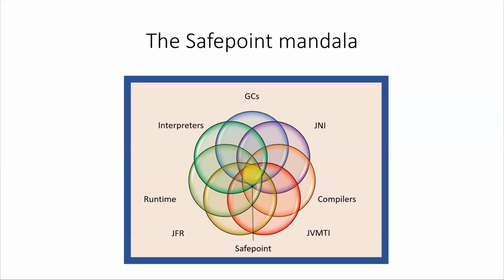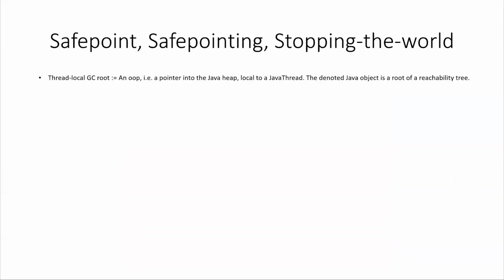So first, we will need some vocab. Here are a few definitions. So first, let me clarify what is a Java thread. It is a specialization of the thread concept in the JVM, one that can execute Java code. A thread local GC root is defined to be an OOP, that is, a pointer into the Java heap that is local to a Java thread. The denoted Java object on the heap is a root of a reachability tree.